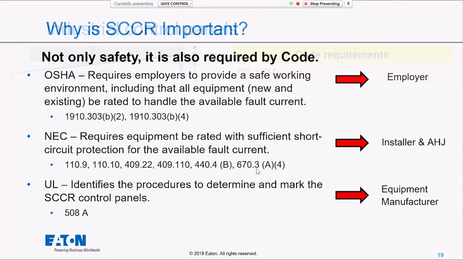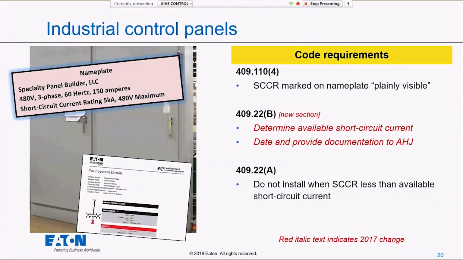So let's talk a little bit about the NEC and some of those changes that occurred, that have really made short circuit current rating even more visible than it used to be. The SCCR is supposed to be marked on your nameplate, quote unquote, plainly visible. Generally, that's meant inside of the door or on the outside. That's not new. That's been in the code since the 2005 cycle. Do not install where the SCCR is less than the available short circuit current. That's not new. That makes sense.